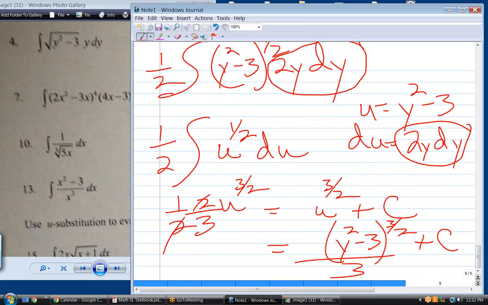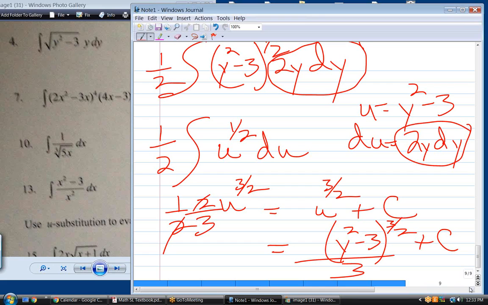There's your answer. And if you were to take the derivative of that, you would find that it equals y times (y squared minus 3) to the 1/2. In other words, whatever you started with.